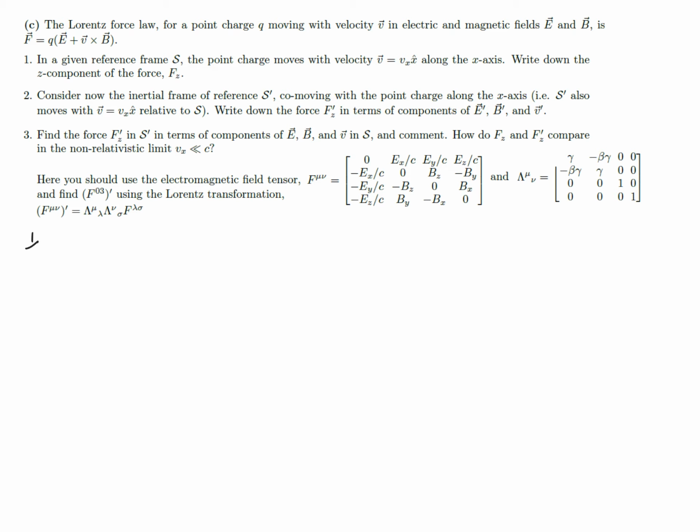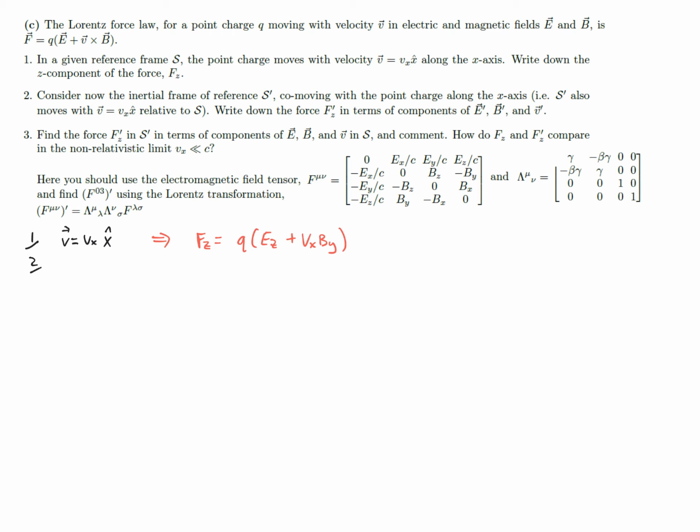In question 1, in a given reference frame S, the point charge moves with a velocity v equal to vx along the x direction. Write down the z component of the force. So because the velocity is only along the x direction, the z component of the force from the Lorentz force equation is just q times Ez, electric field along the z direction. But then we've got the cross product v cross B, the z component of which is vx By.